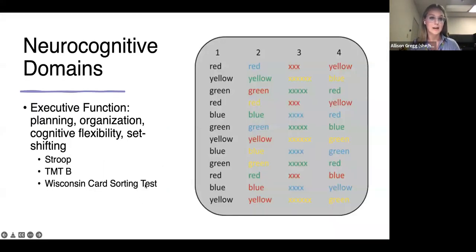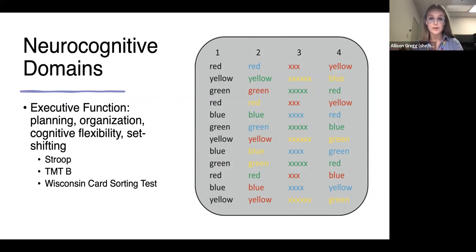Moving on then to executive function, one of the more higher order cognitive functioning domains that we have. You can think about this as planning, organization, cognitive flexibility, and set shifting. An example of this is Trails B, where an individual is alternating between numbers and letters in increasing order, so that set shifting component.